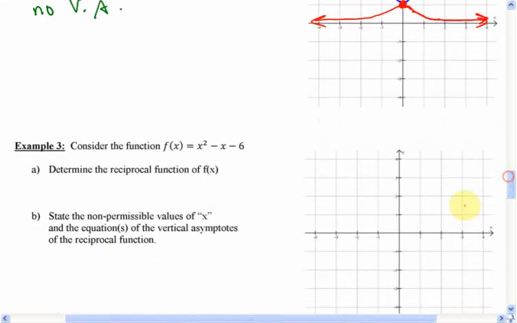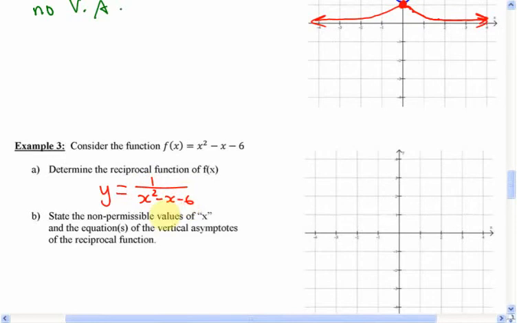Number 3 says this. Consider this function. This is like the original function. And I want you to first of all find the reciprocal. Well, that's pretty straightforward. What will the reciprocal function be? Y equals to? Yeah, 1 over x squared minus x minus 6. Okay, that's it.